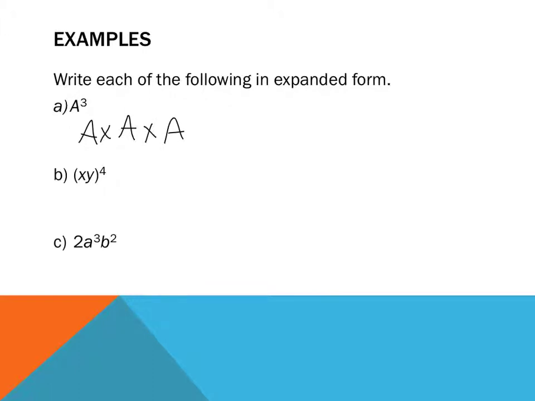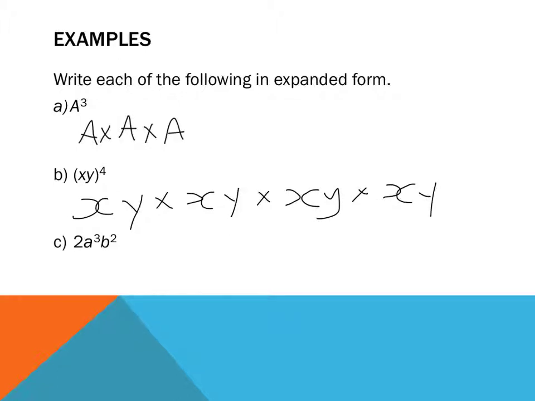On the other hand, if we had a question, xy to the power of 4, that'd be xy times xy times xy times xy. As soon as I start to combine numerals and pronumerals with indices, it changes a little bit. 2a to the power of 3, b to the power of 2 is the same as writing 2 times a, 1, 2, 3, times b, 1, 2. Okay, that is each of those in expanded form.